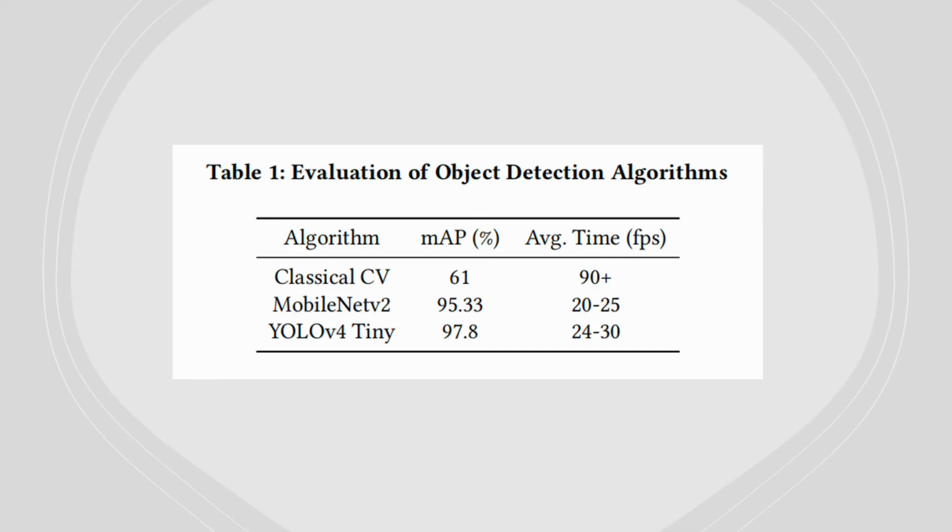They used three algorithms for the object detection: classical CV, MobileNet and YOLO. They have achieved accuracy percentages and FPS, which we can see in this table.